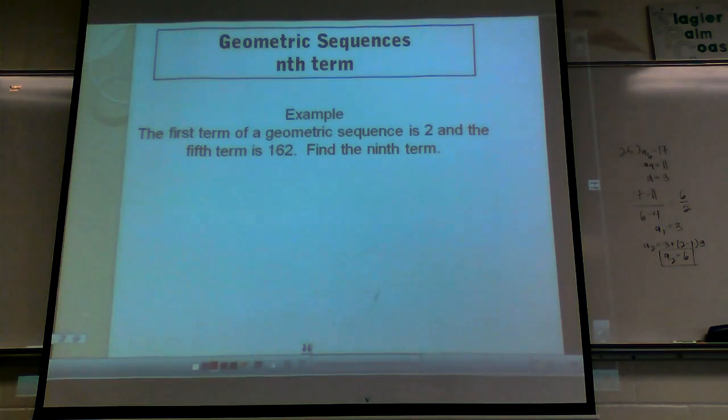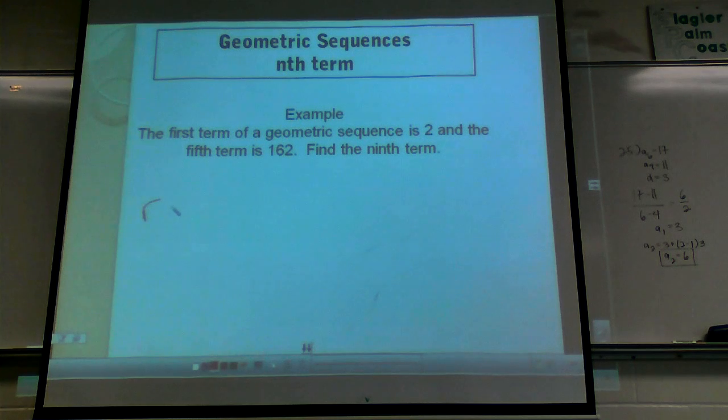A lot of times, you might be able to just do a trial and error thing, like if the terms are really close together. In this case, they're not that far apart, so you could probably try different numbers until you get something that will give you 162 for the 5th term. That's fine. It's going to take you a lot longer to do some of these problems. Technically, the reason I'm doing this is I need to find the ratio.